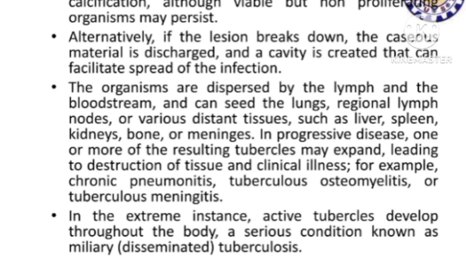In progressive disease, one or more of the resulting tubercles may expand, leading to destruction of the tissue and clinical illness, for example, chronic tuberculosis, osteomyelitis, or tuberculous meningitis. In the extreme instance, active tubercles develop throughout the body, a serious condition known as miliary tuberculosis.